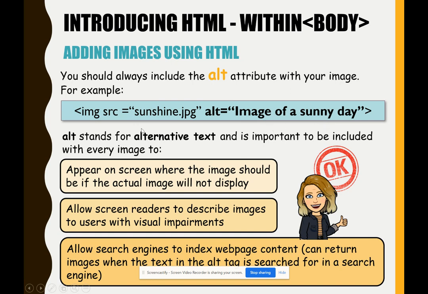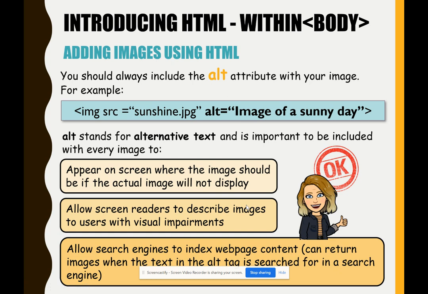So for example, if I have a file called sunshine.jpg, my alternative might just be an image of a sunny day. The other really important thing about using the alternative text is that it allows people with visual impairments to use a screen reader. Now, obviously, they can't particularly see your website, so they will have screen readers that tell them what's on the website, and it will read through everything. If you don't put in alternative text, it will just say image, but it won't actually let them know what the image is. So you want to have that alternative text so that they know that there is an image of a sunny day there.